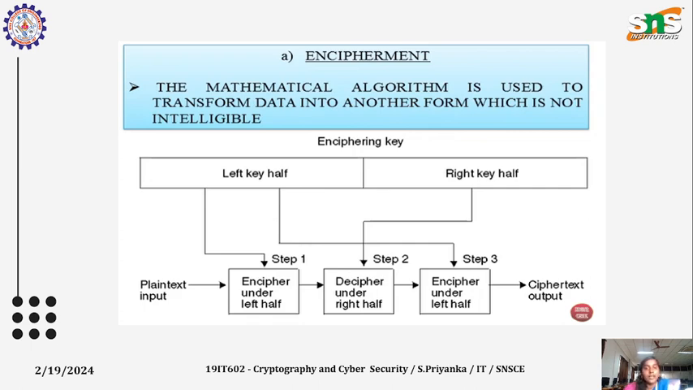Here, let us see the enciphering key. Let us consider two keys, the left key half and the right key half. Whenever you give your plain text as input, you have to receive the ciphertext as output. When the plain text is given as input, the first step is to encipher with the left half. Your second step is to decipher with the right half. The third is to encipher with the left half again. In that case, finally you will get the ciphertext as output, when plain text is converted into ciphertext.